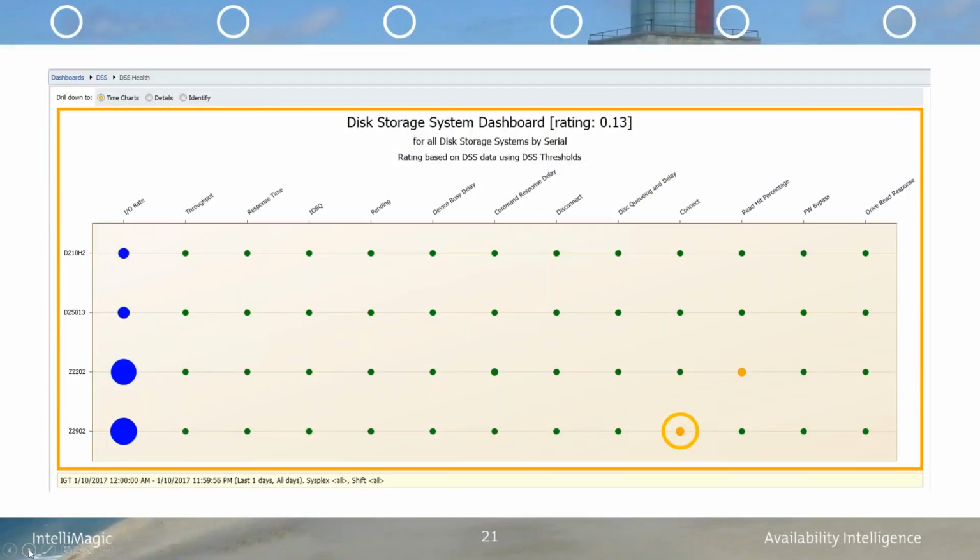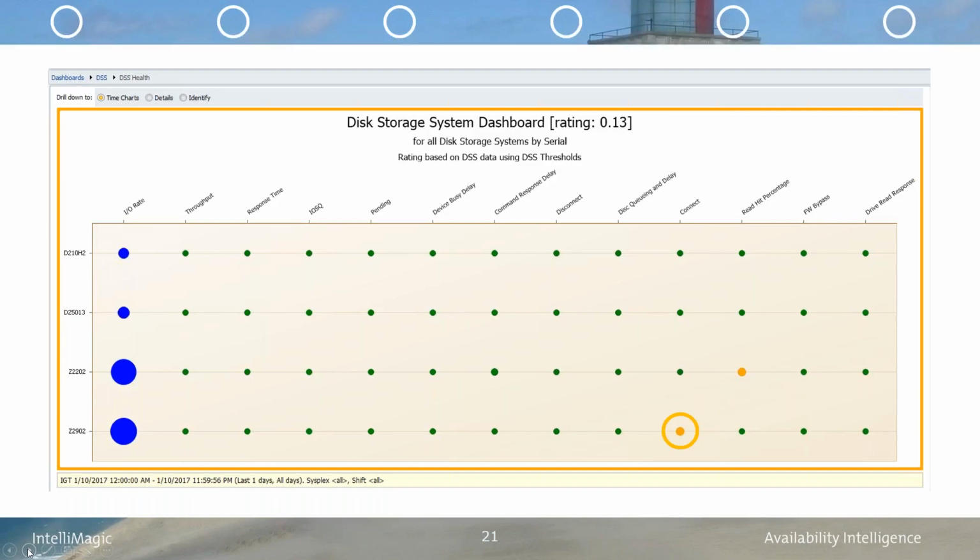Okay, so all these examples I'm going to show you are actual customer data. We've anonymized it, so we've changed the names of the storage systems, the names of the systems, the host systems. We've changed the dates in some cases to protect the guilty. But this is real, actual customer examples. It's not made up data.